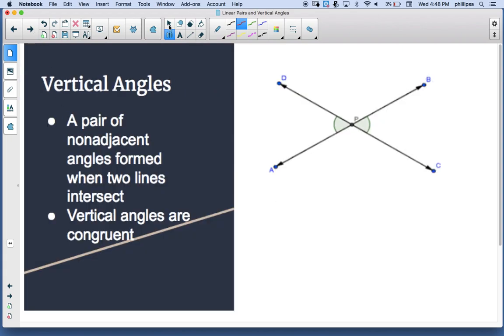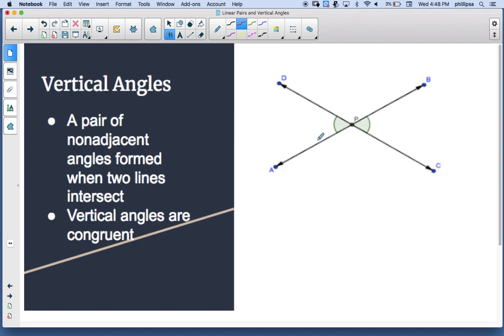The last thing that we're going to talk about on this video is going to be about vertical angles. So vertical angles, they are often seen when you see linear pairs, but they are rather kind of the complete opposite if you think about it, because they are not adjacent. They are a pair of angles that are not adjacent.